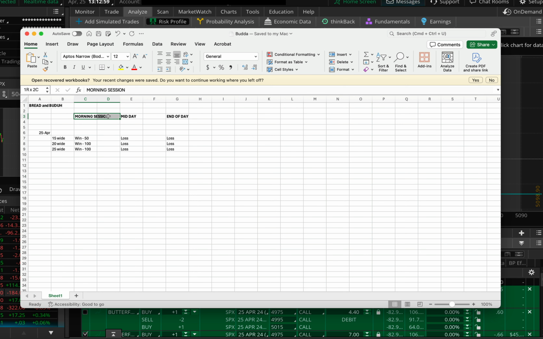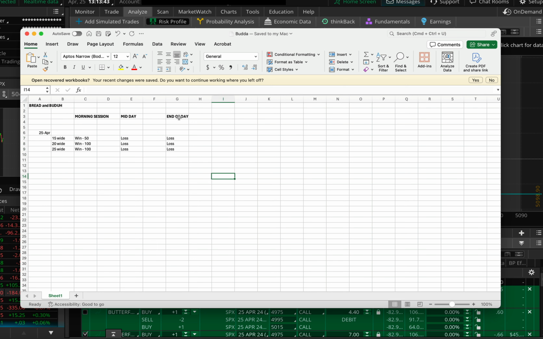So I'm just going to call that the morning session, and these will be trades that we put on at the beginning of the day, and then we take off, whether we hit our profit target or our stop loss. Midday is right around 10 or 10:30. I'll check in and see where the trade's positioned, and if we were to take the trade off at that point, whether we'd have a win or a loss.